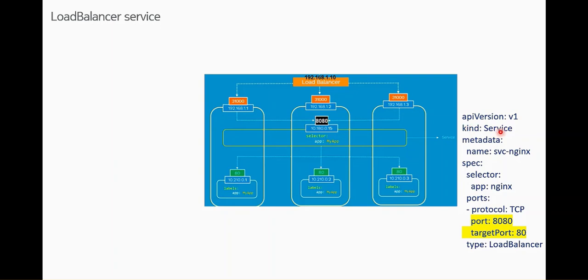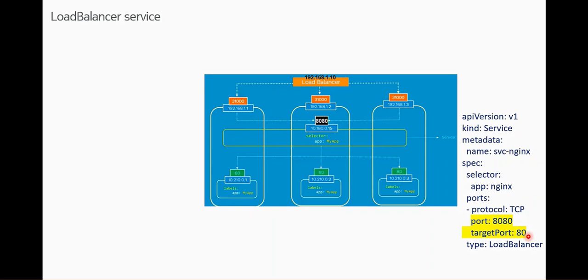The kind is still service. The only difference is that the type is now load balancer. In the earlier definition, you must have seen that there was no type field. So remember, if the type is not mentioned, then by default it is a cluster IP service. The default type of service is cluster IP. When you mention the type, it is that particular type of service. So here it is a load balancer service. I need a port and a target port. The port is 8080 and the target port is 80.